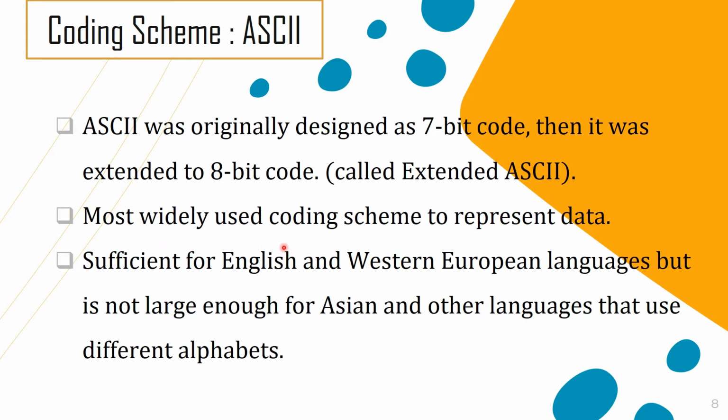ASCII is the most widely used coding scheme to represent data because it is sufficient for English and Western European languages. But it is not large enough for Asian and other languages that use different alphabets. Other languages used in Asian such as Japanese alphabets and Chinese alphabets, they are different than English and Western European. So ASCII does not cover those alphabets.